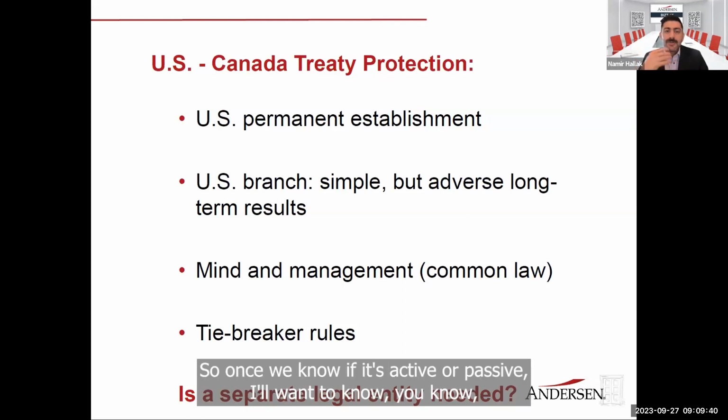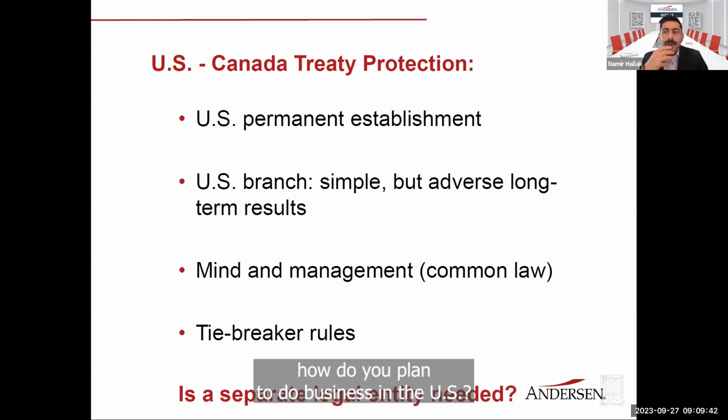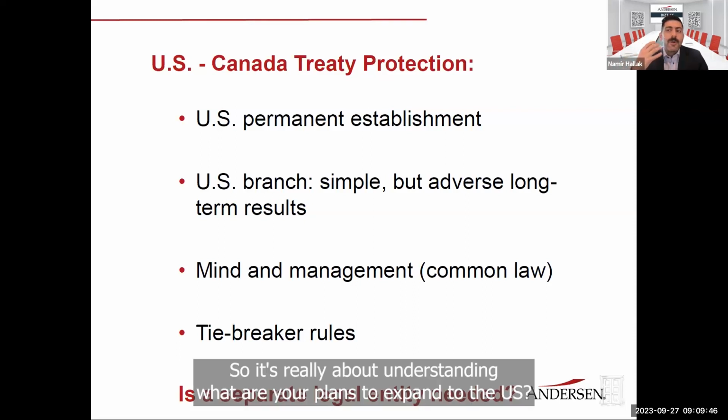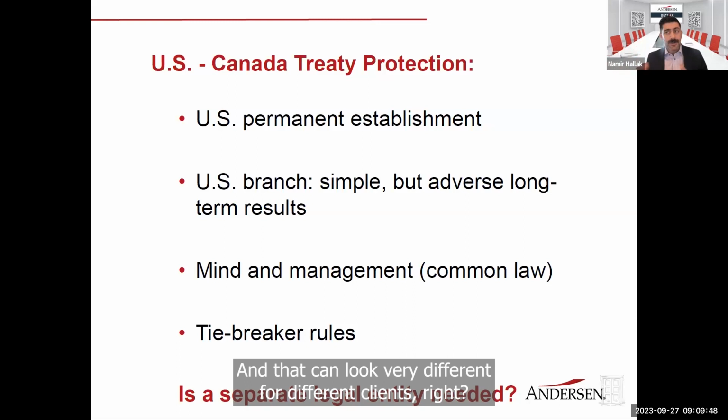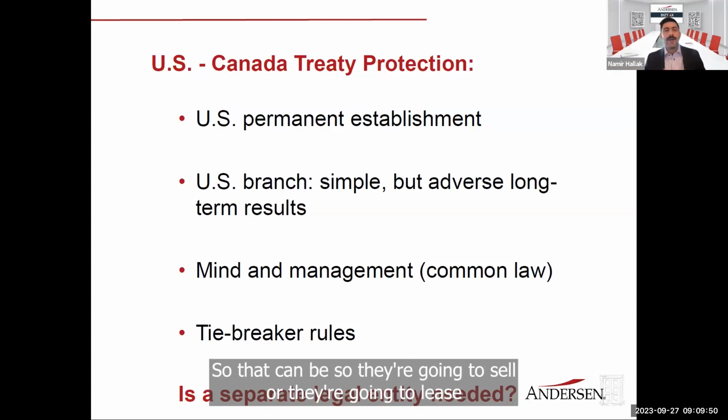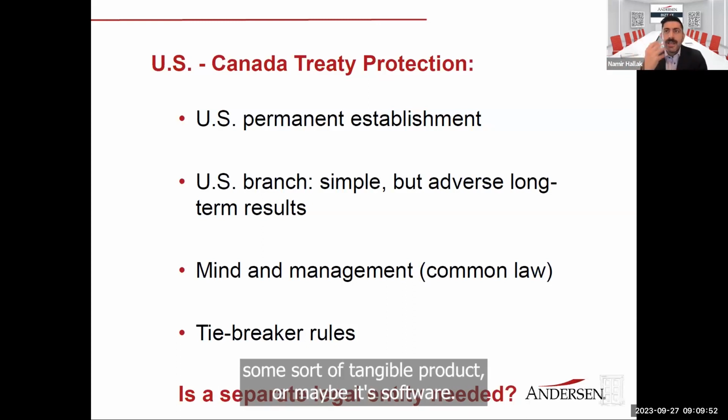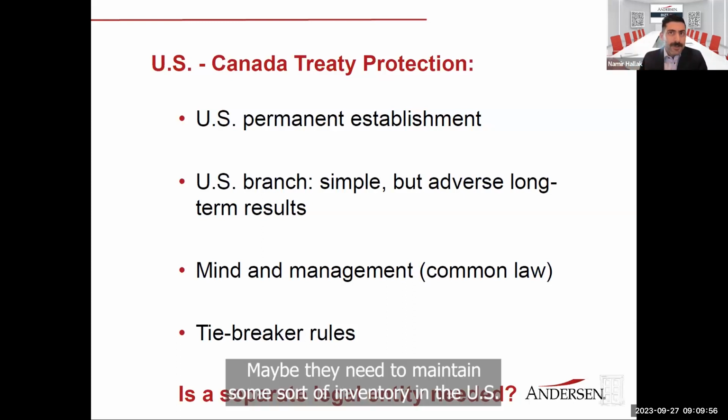So once we know if it's active or passive, I want to know, how do you plan to do business in the US? So it's really about understanding what are your plans to expand to the US? And that can look very different for different clients, right? That can be if they're going to sell or lease some sort of tangible product or maybe a software. Maybe they need to maintain some sort of inventory in the US.